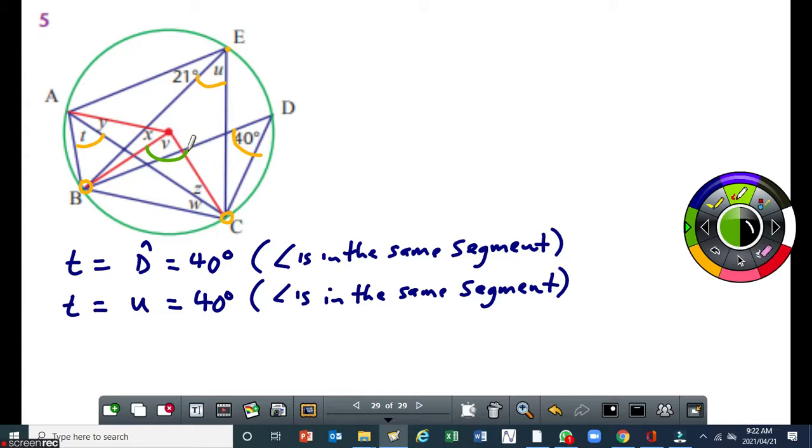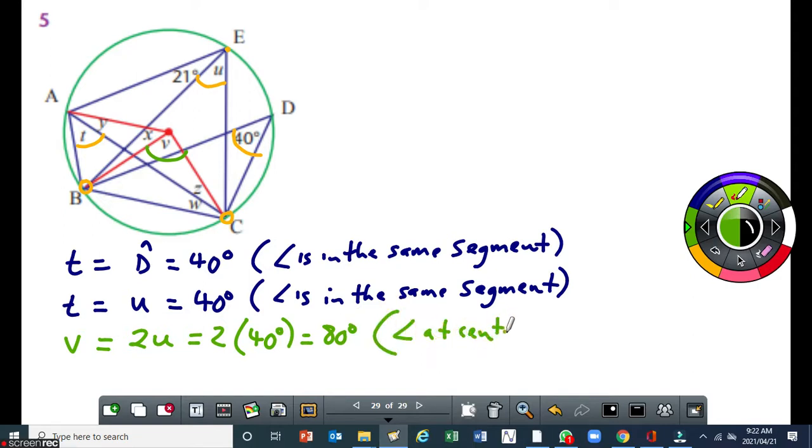So when you calculate V, you do V is equal to 2 times U, and then I'll say 2 times 40 degrees, and that will give me 80 degrees. Then I'll write my reason here: angle at center is equal to 2 times angle at circumference. Okay? Just to remind you where I'm getting this from.